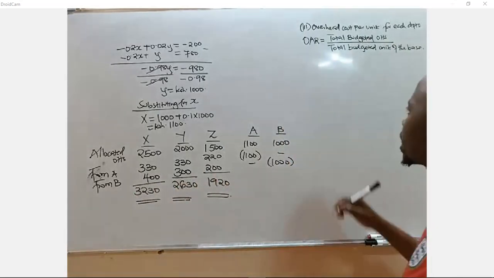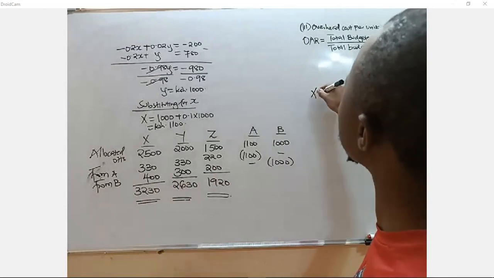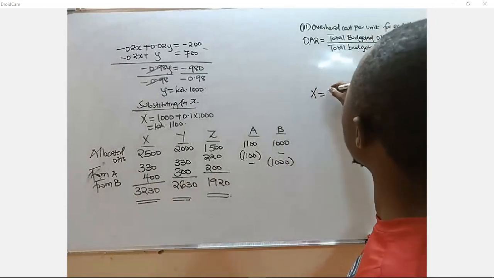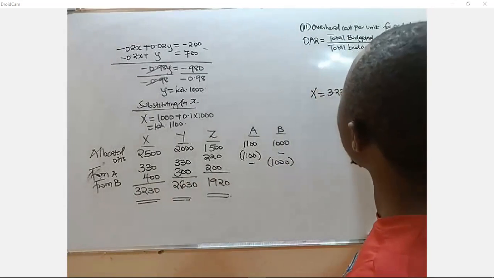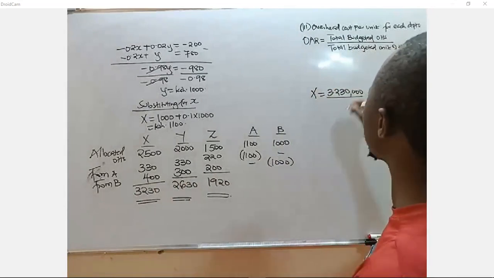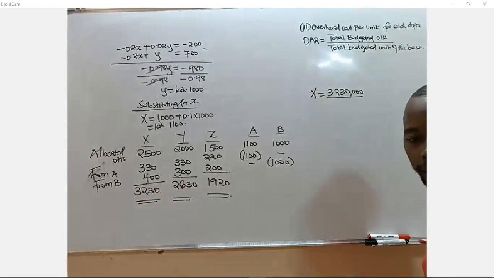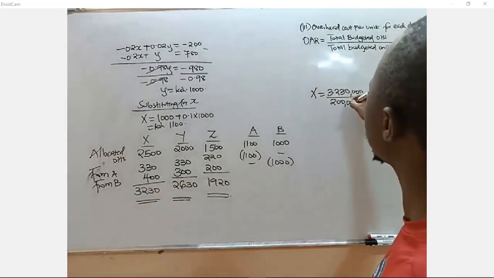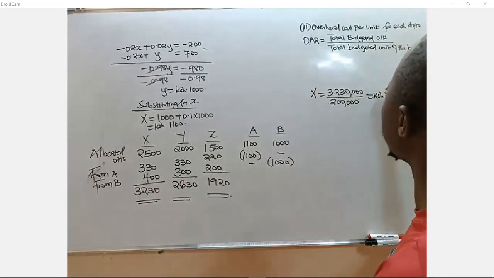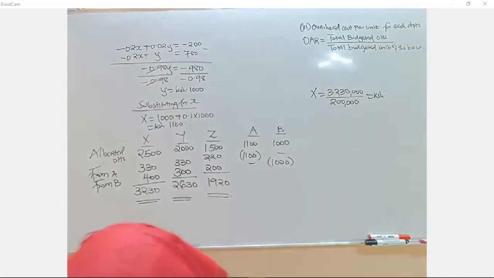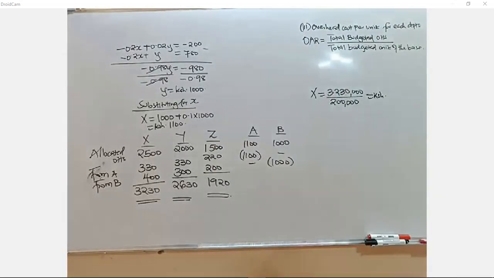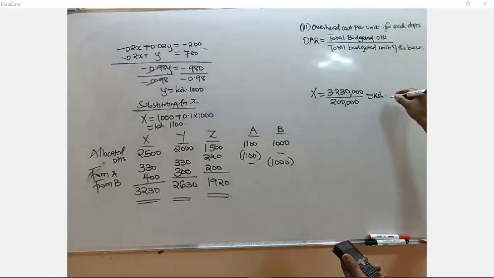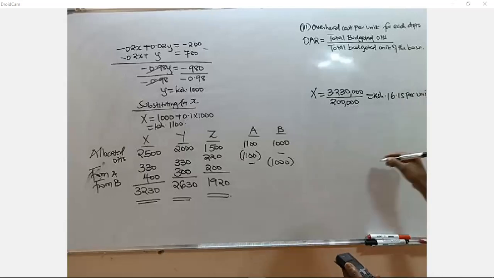Right? So in this case, let's start with X. The total budgeted overhead nakuja naziweka in full, 3230, divide by the total number of units amekuallocatea pale. The units of output for X is 200,000. So per unit ni pesa ngapi? 3230 divided by 200, I'm getting 16.15 per unit.